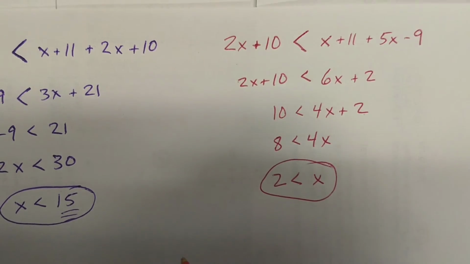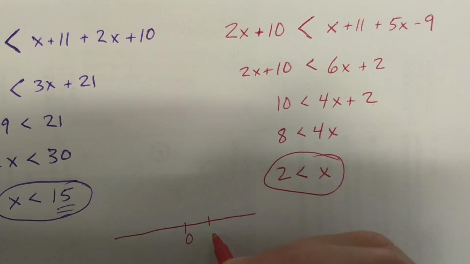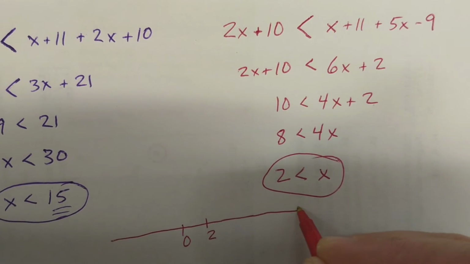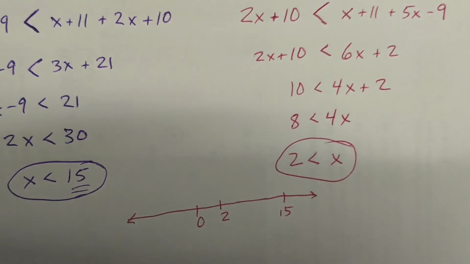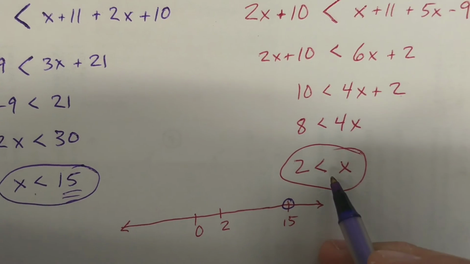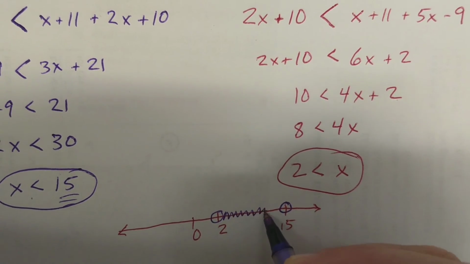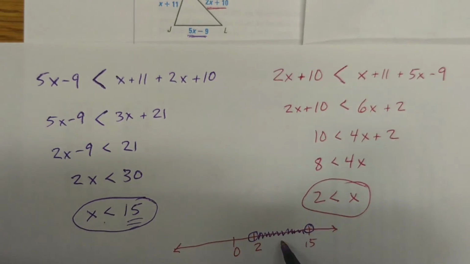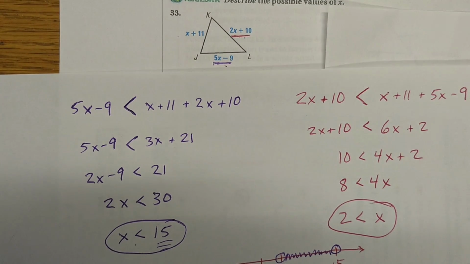Okay, so if I was to draw this on, let's say, a number line, here's 0. Here's 2, here's 15. We just found out that x cannot be greater than 15, and it cannot be less than 2. But any value in between here would be enough to plug into this and get us a triangle that actually works.